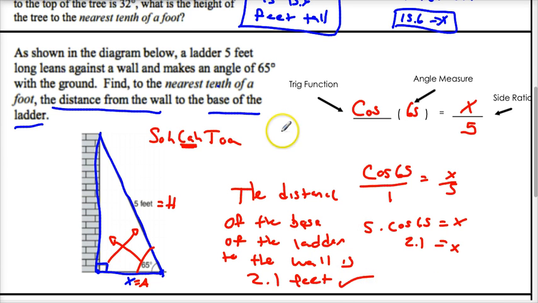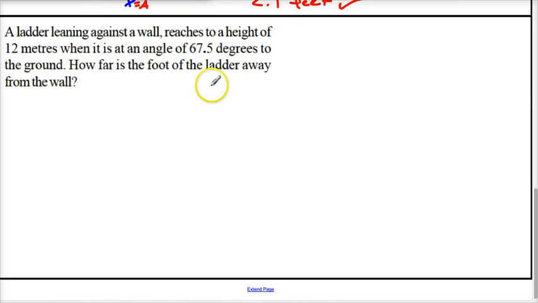All right, last problem. Let's try this one again. There's no picture given. Well, guess what? We're probably going to have to do it ourselves. So a ladder leaning against the wall, love ladders, reaches to a height of 12 meters when it's at an angle of 67.5 degrees to the ground. How far is the foot of the ladder away from the wall?